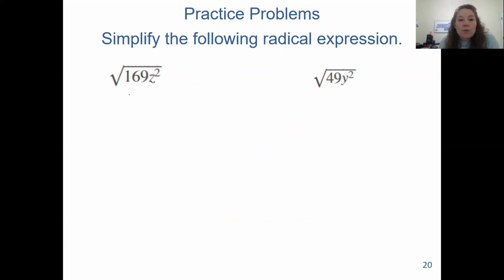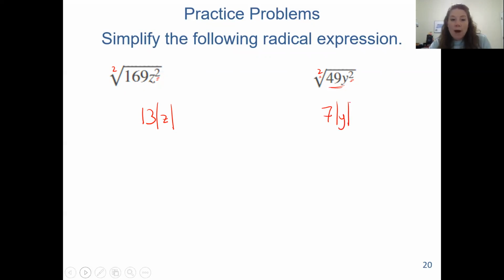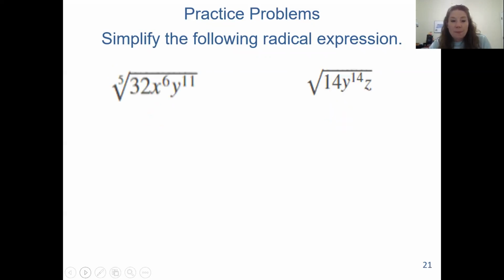All right, so this is a 2 and it matches this 2. So be careful on both of these because these match and they're even. 169 is a perfect square. Square root of 169 is 13. Square root of z squared is the absolute value of z. Same thing, perfect square, 7, absolute value of y, perfect square.